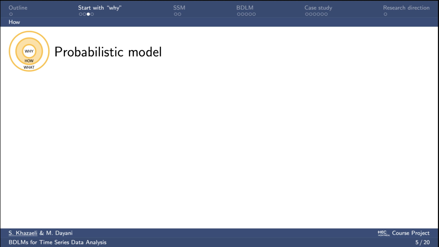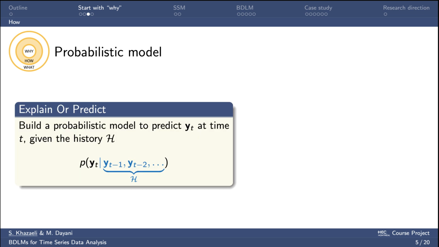The second question is how we will carry out such explanation and or prediction. Mathematically, our goal is to build a probabilistic model to predict y at time t given the history. In this expression, the part that is in blue is the history, and it shows that the information is going to be carried out into the future.